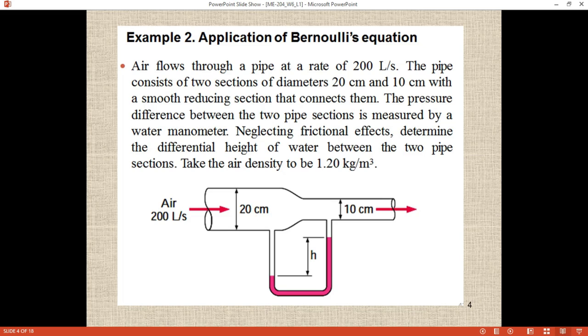So what do we have to find out? We have to find out the height h, the pressure difference between the 2 pipes. What is the pressure here and what is the pressure here? So what is the difference? That is height h, that we have to find out.